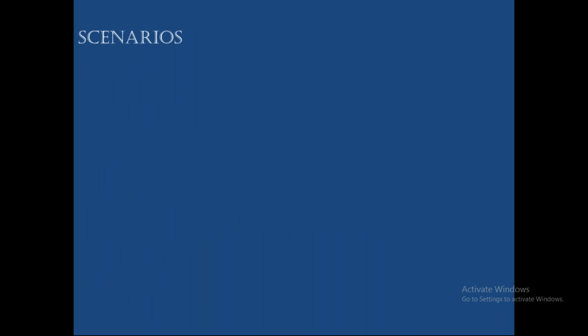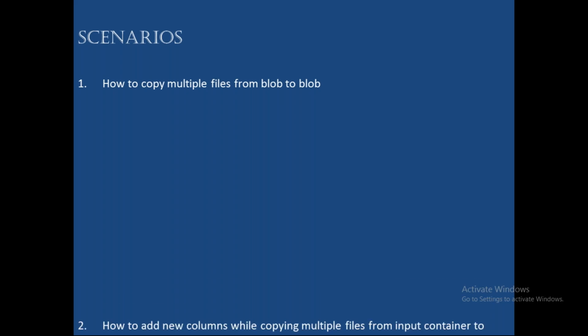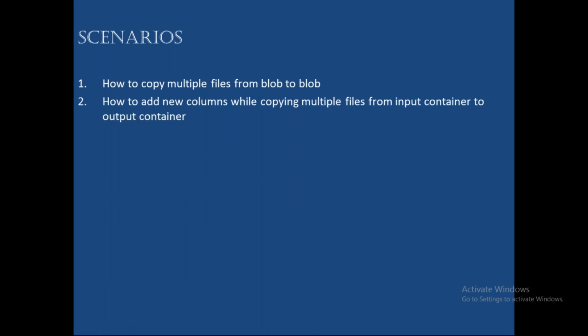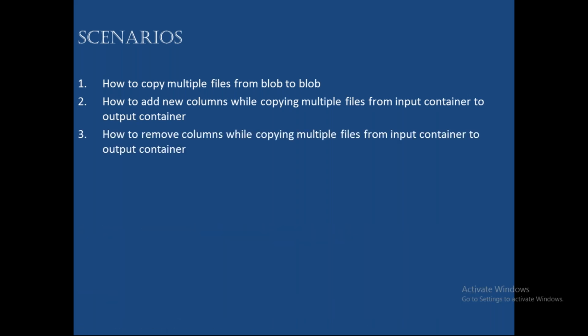Let's see the first scenario now. How to copy multiple files from blob to blob. This will cover it because in a container I have multiple files, and all those files I will copy into my destination. But this particular scenario we already covered. Next, how to add new columns while copying multiple files from the input container to the output container. And how to remove columns while copying multiple files from the input container to the output.